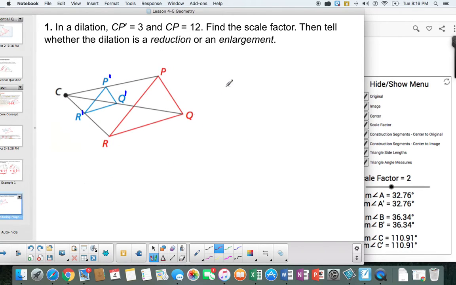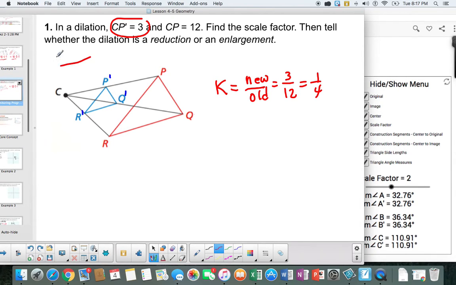Let's do it again, and k is the new divided by the old. So here's my new number, which is 3, the new length, and CP is the old, 12, and this is 1/4. And we can see that this triangle is smaller than the original triangle.